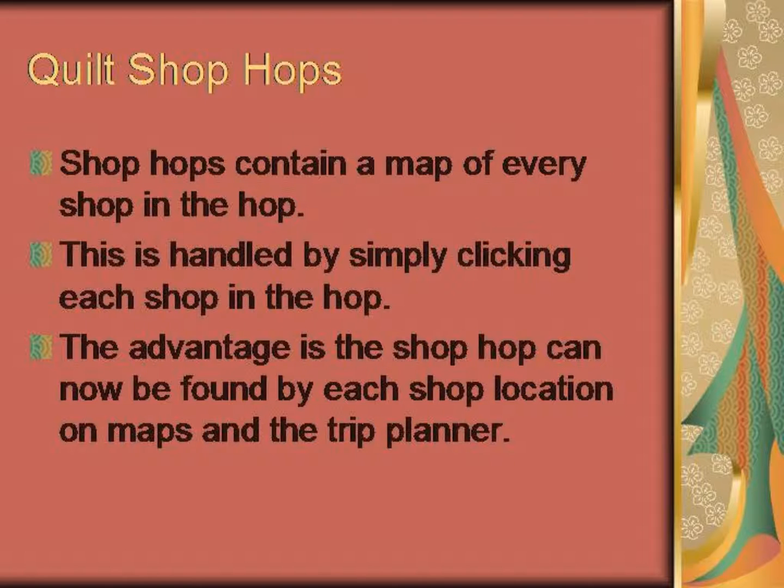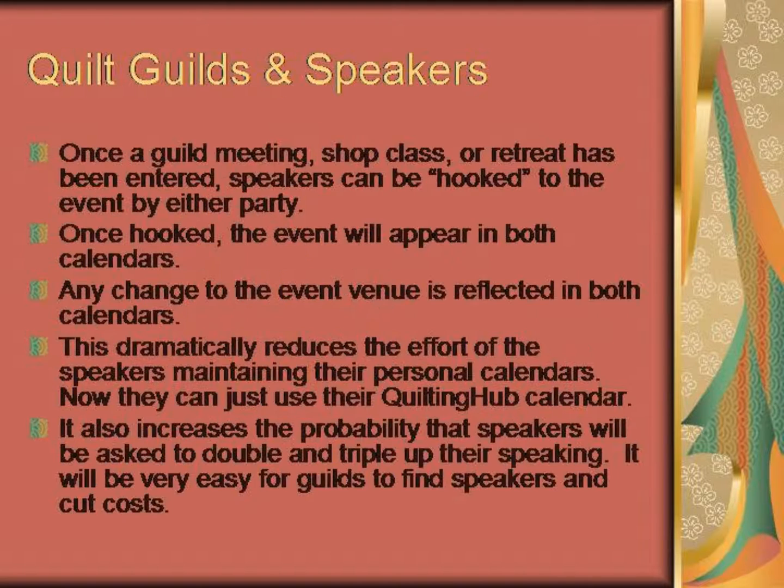Quilt shop hops. Shop hops contain a map of every single shop in the hop, and this is handled by simply clicking each shop in the hop during the edit. The advantage is that the shop hop can now be found based on each shop location on the maps and the trip planner. So if you happen to have a large shop hop scattered over quite an area, this is a great way to pull in people from the surrounding areas to notice the entire shop hop through at least one of them on the fringe edges.